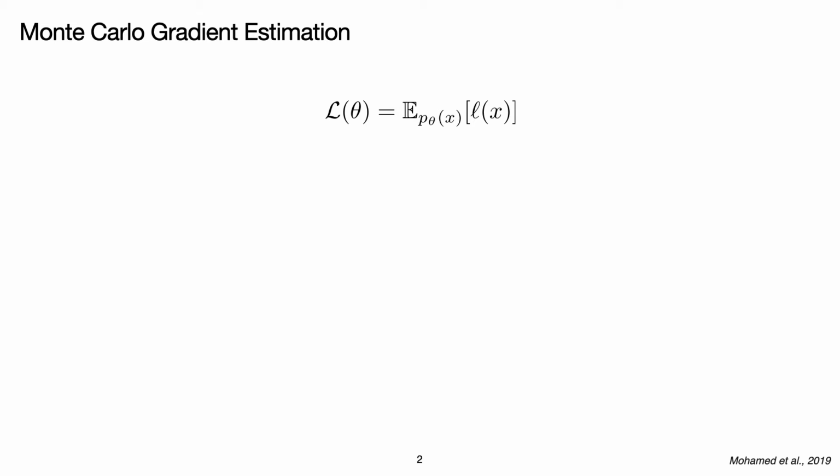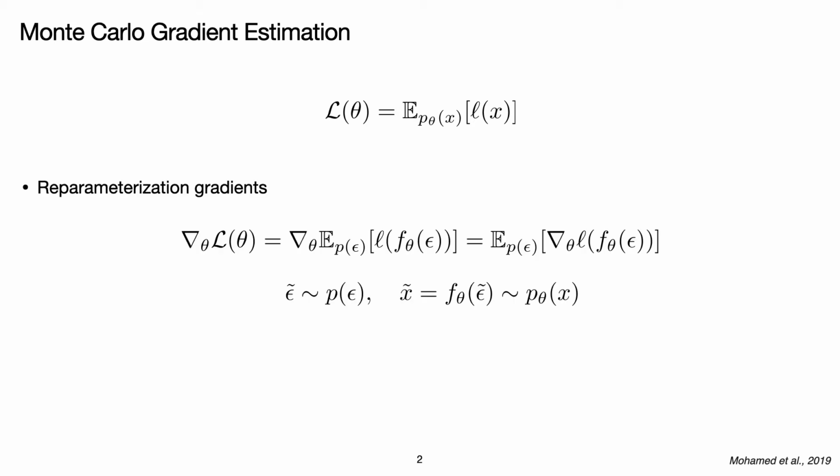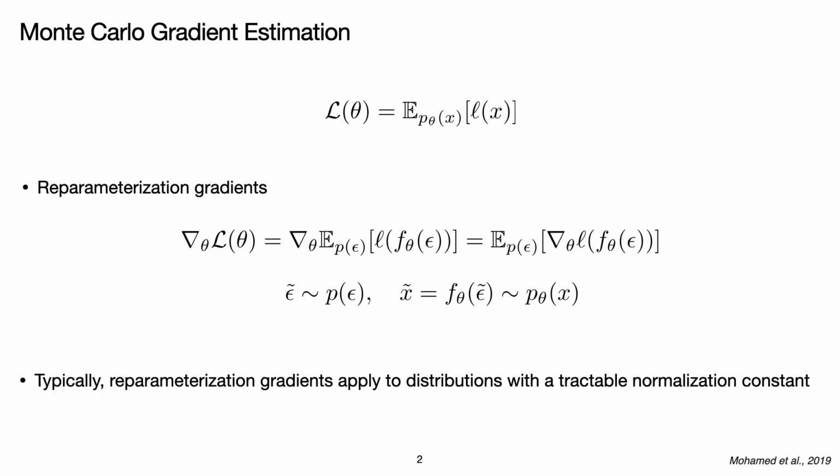Instead, Monte Carlo methods are often used to estimate this gradient, and one popular class of such methods are reparameterization gradients. These apply when samples from the distribution p theta of x can be simulated by first generating samples from a distribution p of epsilon that doesn't depend on theta, and then transforming those samples through a deterministic function f that will depend on theta. With this, we can rewrite the expectation as an expectation with respect to p of epsilon and push the gradient with respect to theta inside the expectation. However, typically, reparameterization gradients apply to distributions with a tractable normalization constant.